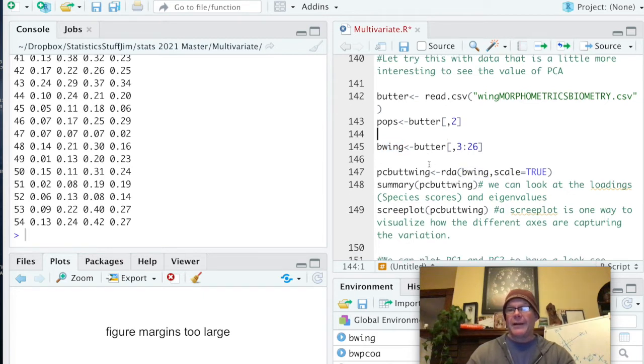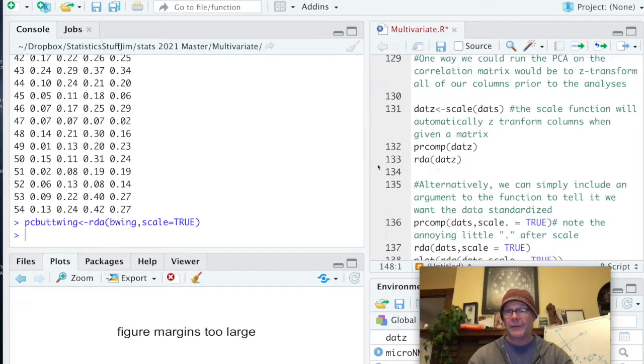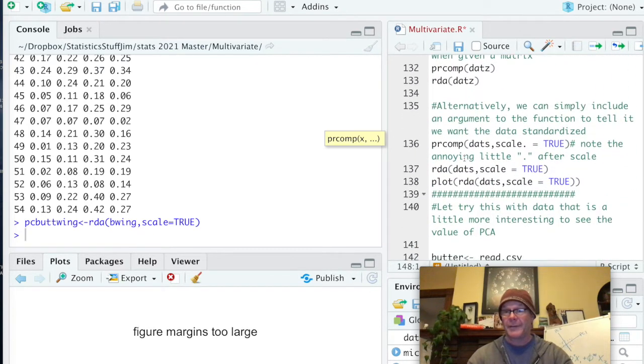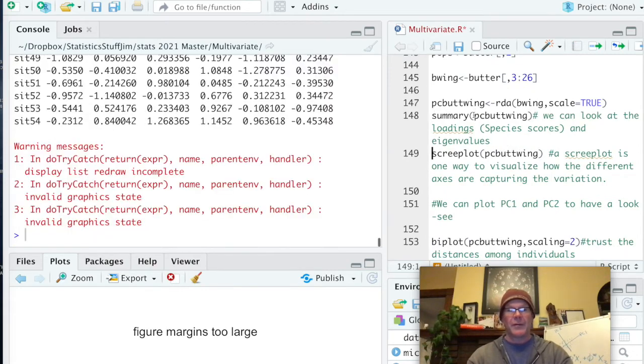So I'll go ahead and I'm going to do this using the RDA function, just because it's handy. I'm going to say I want to do it on the butterfly wings, and I'm going to say scale equals true, because I want to do it on the correlation matrix. And so I'm going to go ahead and do that. And that's how quickly it did all that arithmetic for us, because it's a lot of math that's happening behind the scenes. So let's go ahead and look at a summary of that and see what we can learn.